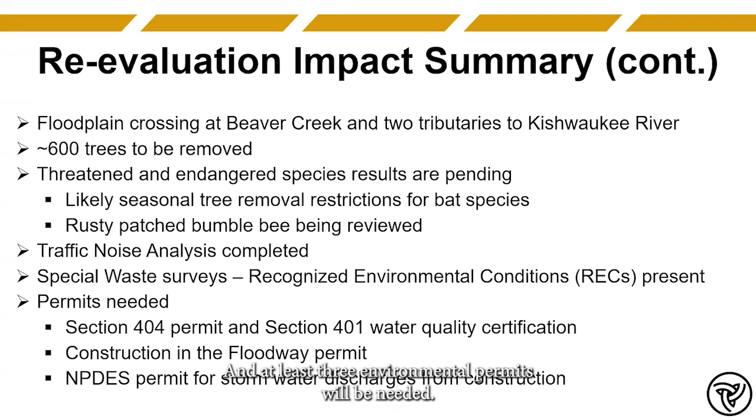And at least 3 environmental permits will be needed. We've identified a Section 404 permit and Section 401 water quality certification for impacts to those streams and to wetlands. Also a construction in the floodway permit for crossing those floodway areas, which we'll have to get from the Illinois Department of Natural Resources. And then finally, an NPDES permit for stormwater discharges from construction because we have greater than 1 acre of disturbance.